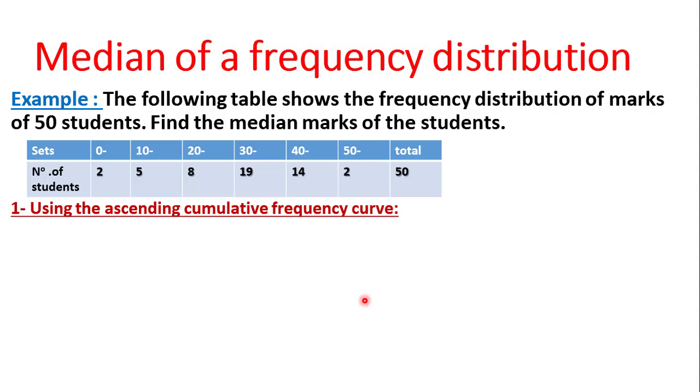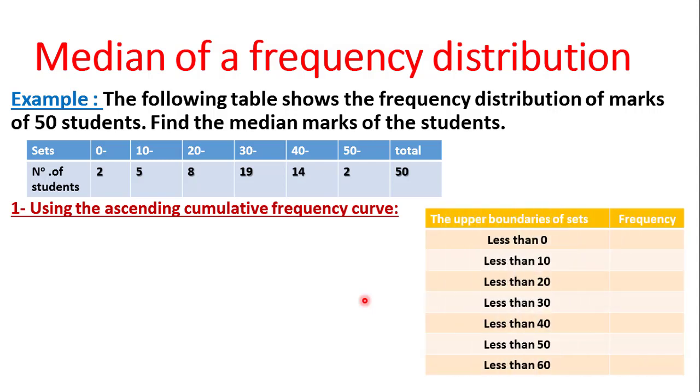At first, I want to form the frequency table. This is the frequency table. This is the ascending cumulative frequency table. We have a frequency table given here, and I form another table for the ascending cumulative frequency curve. I'll start with less than 0. Here we have 0. Is there any number less than 0? This is the upper boundaries of the set.